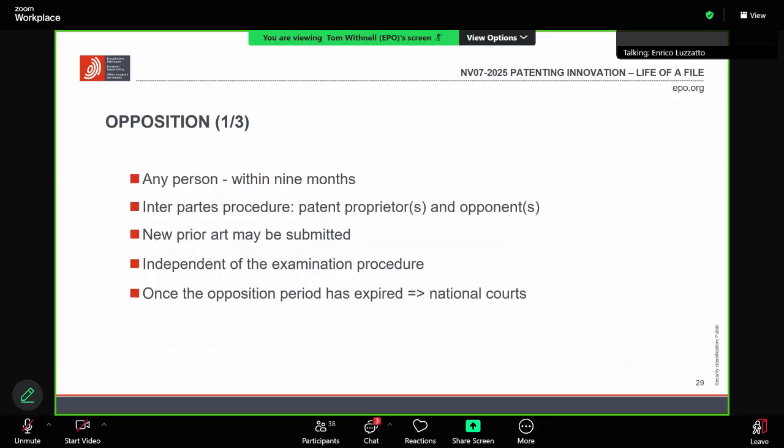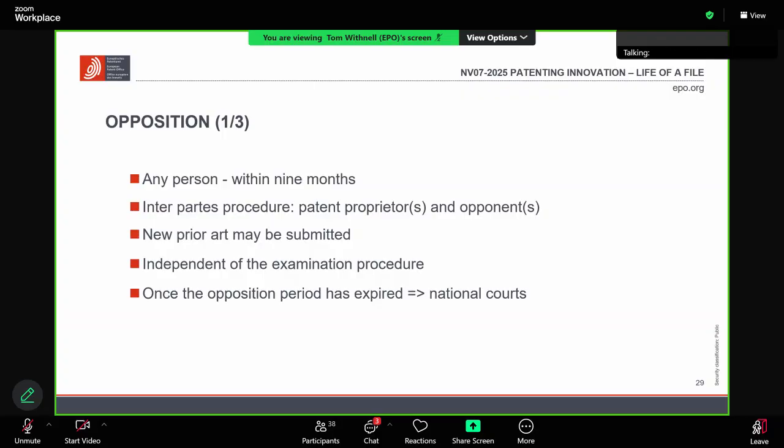So first, the main post-grant proceedings, the EPO is in charge of opposition. Who can file an opposition? Well, everybody, within 9 months. It's an inter partes procedure, which means there are two parties involved besides the EPO, the opponent or the opponents, and the patent proprietor. There's no limitation to the opponents' number. In my previous area, we had oppositions with up to 18 parties.